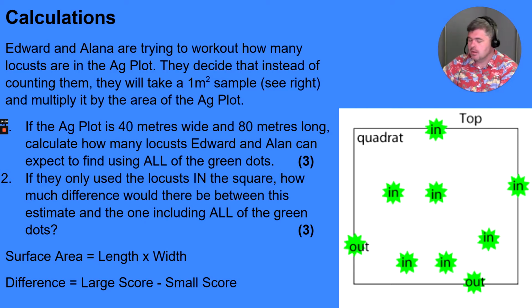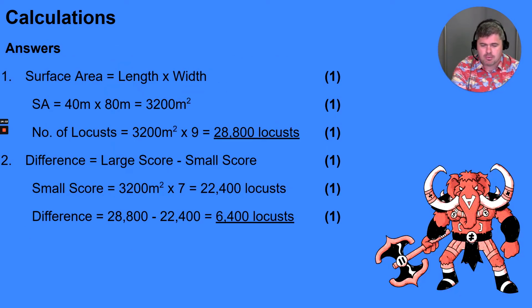Alright, now you've attempted that question, let's have a look at the answers. So for the first question, we have to work out the surface area of the ag plot in total. It says that it's 40 meters wide and 80 meters long. That equates to 3,200 meters squared. Okay, that's a pretty big area.